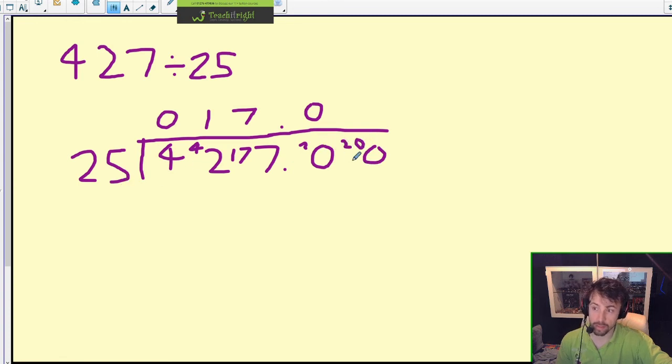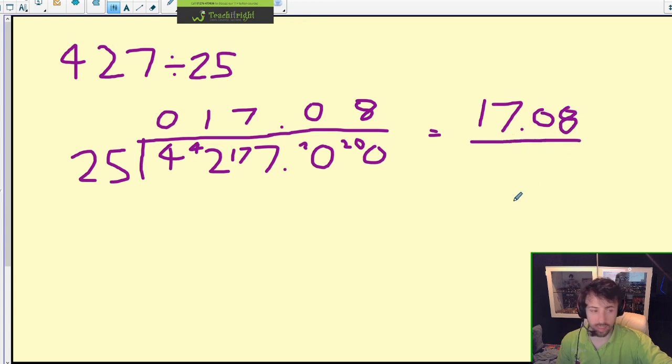And then how many times does 25 go into 200? Well, if it went into 175 7 times, it's going to go into 25 more, which is 200, 8 times. So the answer is actually, the full proper answer is 17.08. And look how cool, that was a really complicated division, but actually it wasn't too bad.